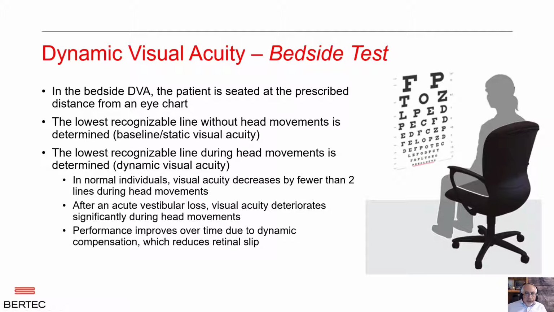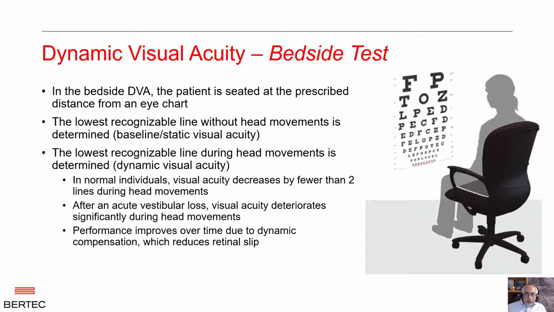The early versions of DVA relied on testing that did not involve any instrumentation. In the non-instrumented or bedside DVA, the patient is seated at a given distance from an eye chart. The examiner asks the patient to read the lowest line without moving the head. This provides the baseline visual acuity.